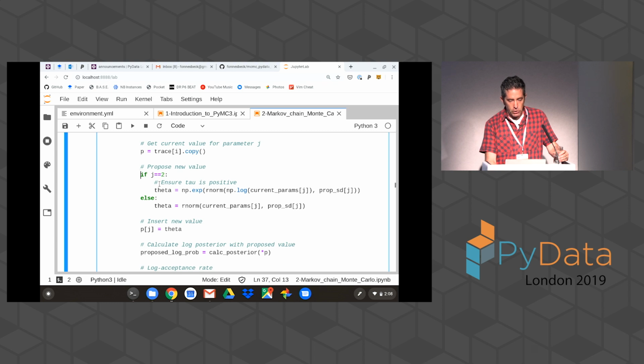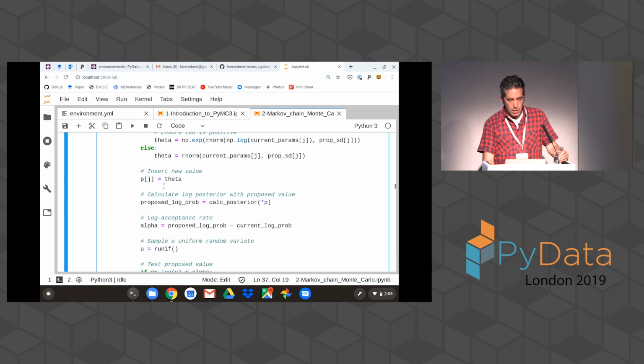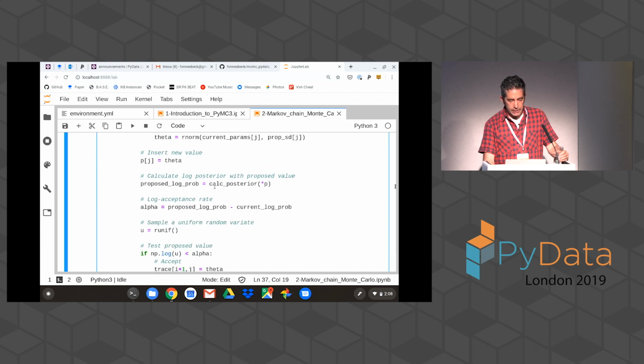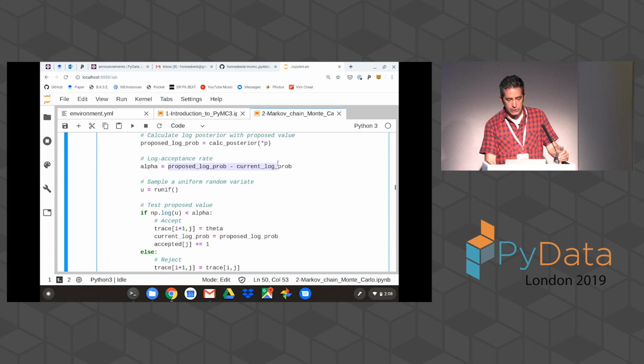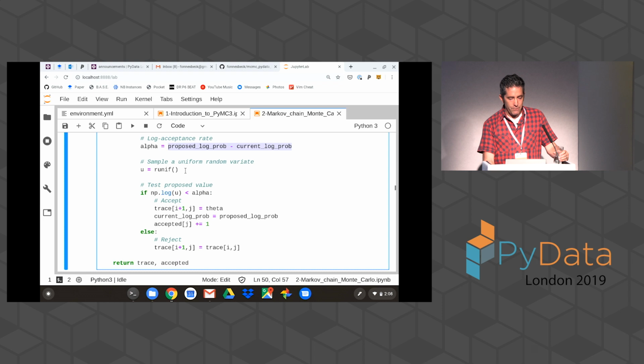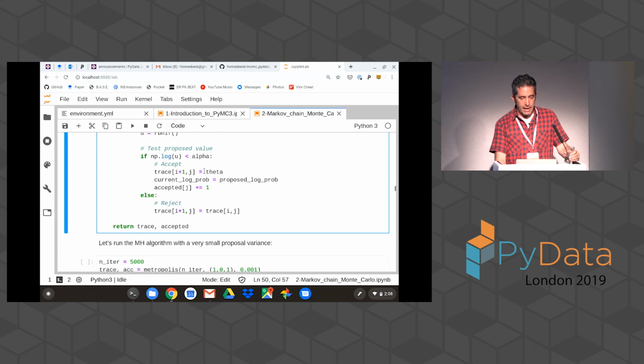This isn't a very general MCMC algorithm because I've hard-coded that if j is equal to 2, so if it's the standard deviation, I'm only going to propose positive values because I know the standard deviation can't be negative. Insert that value in here, calculate the posterior. Here's the acceptance rate. It's on the log scale, so I'm subtracting and not dividing. There's my uniform random variate. There's what happens if I accept it, and what happens if I reject it. So it's pretty straightforward.